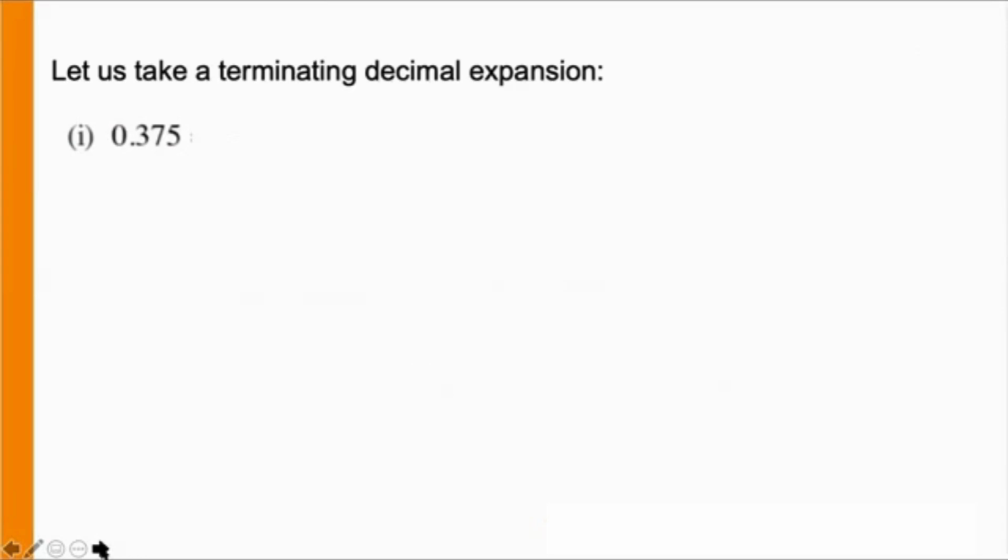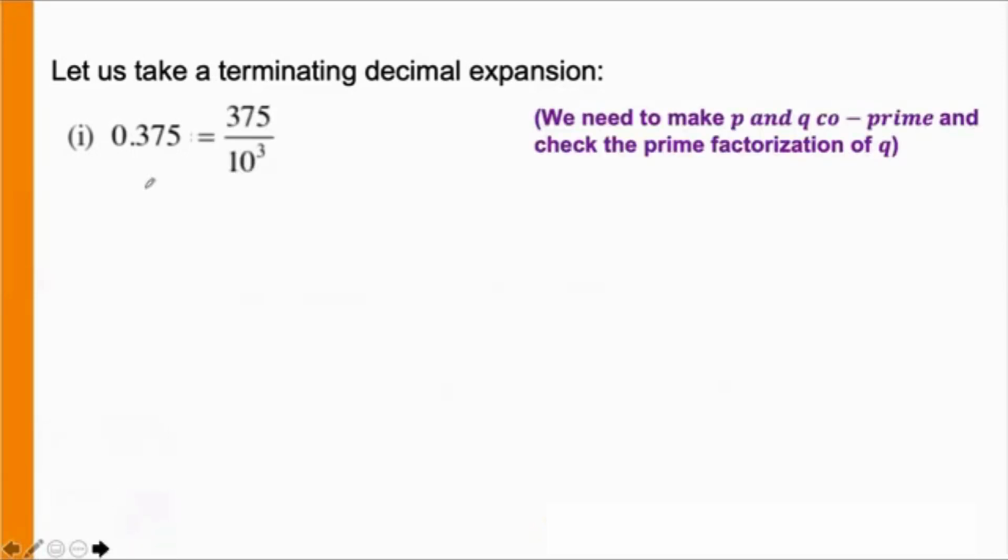So let us take a terminating decimal expansion, which is 0.375. Now, if you want to write it as a rational number, we will write it as 375 upon 10 cube, because there are 3 digits after the decimal point. Now we need to make p and q co-prime, so we will remove all the common factors from p and q and check the prime factorization of q.